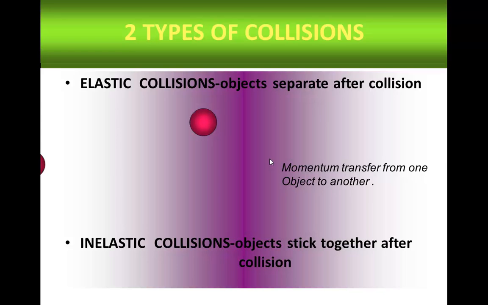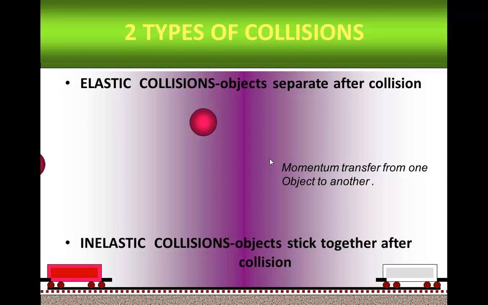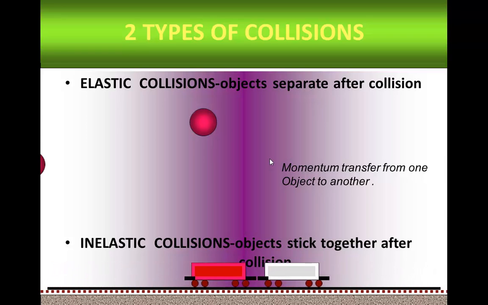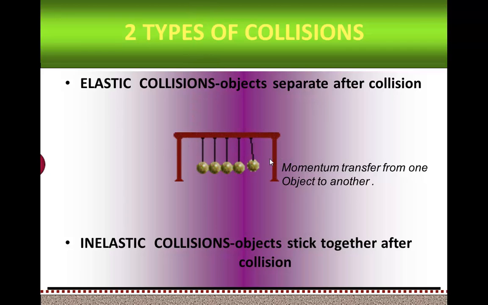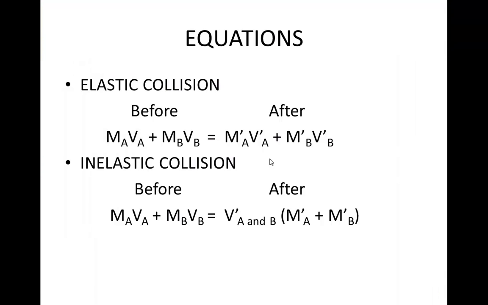The second type of collision is what we call inelastic, meaning the two objects stick together after collision. The red card and the white card stick together. They now have the same velocity and their masses are now being added. So from these two types of collision, here's a good example of elastic collision, the Newton's cradle. Notice that the marbles are separated after collision.